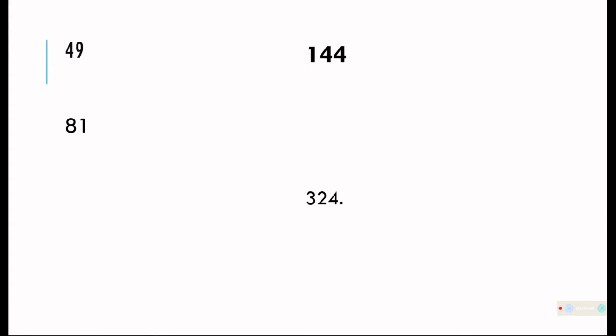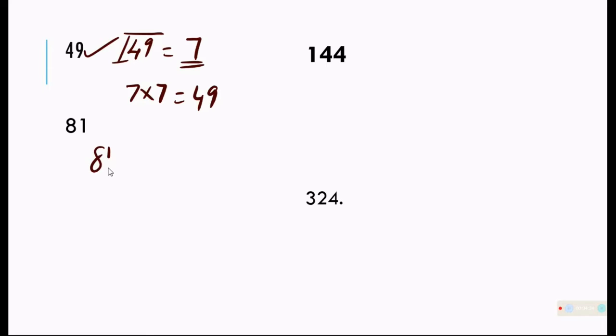These are perfect squares. How do we know that? Because these are familiar numbers. The first number is 49. The square root of 49 is 7. Why? Because 7 into 7 is equal to 49. 81: we need the square root of 81. It is a perfect square. It is equal to 9 into 9. So 9 is the square root.